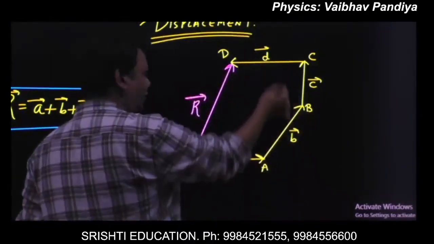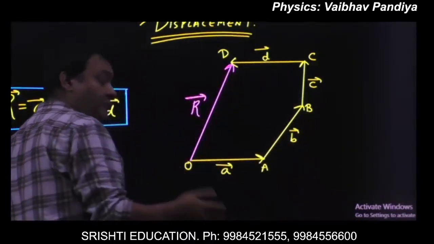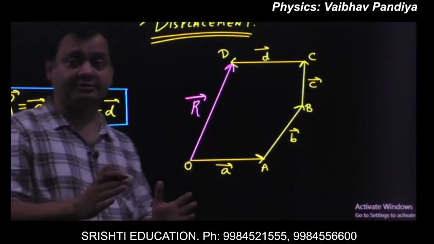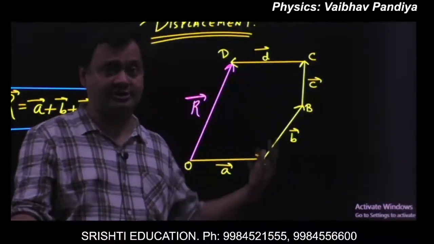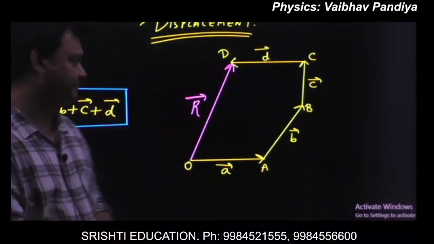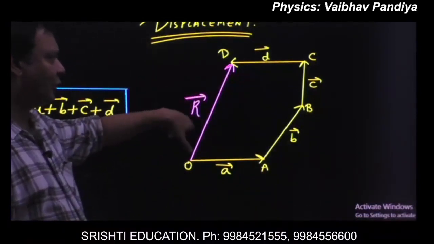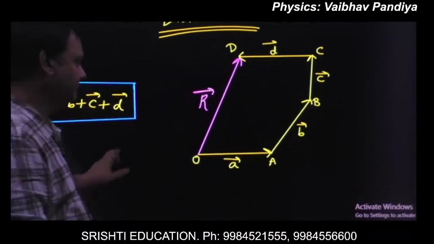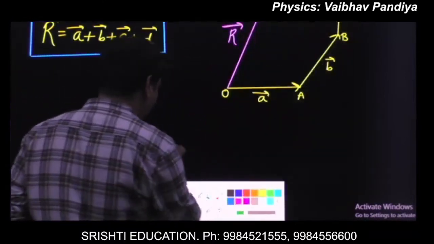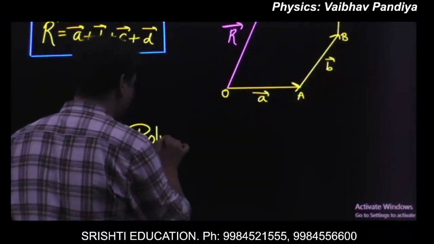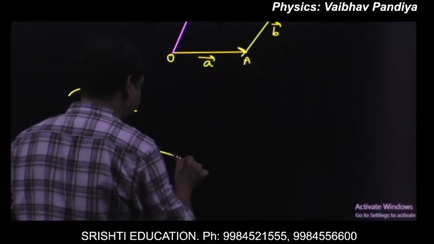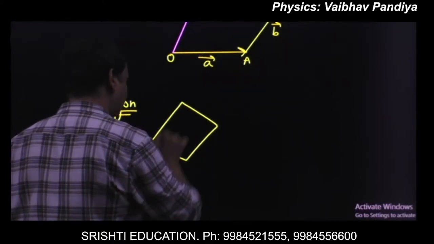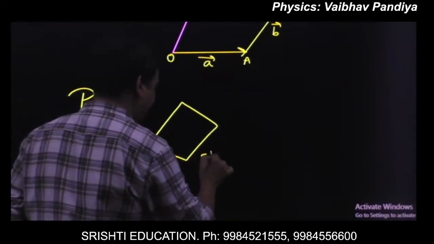So this is how vectors are added, because as I told you, the law which is made for displacement vector will be applicable for all vectors, because displacement is a vector quantity. And this law is called Polygon law of vector addition. We all know what is a polygon. Polygon is a closed figure by straight lines in the same plane.